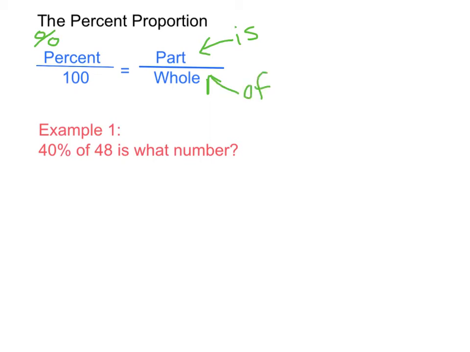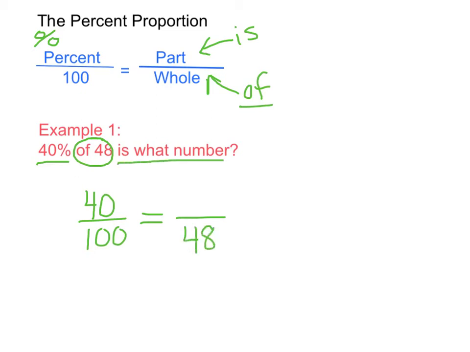So here's example 1. 40% of 48 is what number? I'm going to start with the proportion skeleton. Line equals line with 100 there. And we'll read this and start from the beginning. 40%. There's a percent sign, so that 40 is going to go in the percent spot right here. The next thing we see is of 48. Well, the of tells us that that is the whole, and so the 48 is going to go on the bottom.